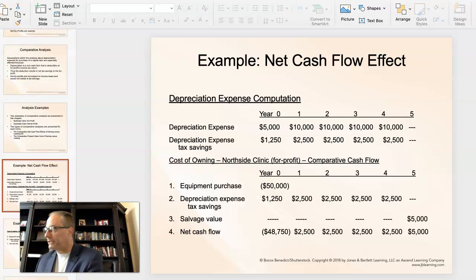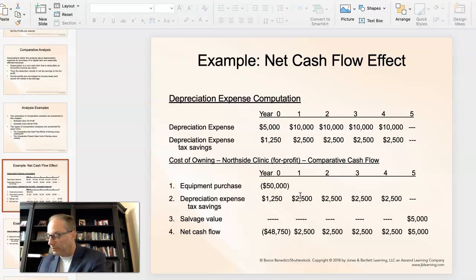On page 264, we have the information that's provided. It says, for both North Side and South Side, assume that the equipment's cost will be $50,000. We see that right here, our equipment costs $50,000 when we're purchasing it. Likewise, assume for both North Side and South Side that if the equipment is leased, the lease amount will be $11,000. We'll see that when we get to the lease part.